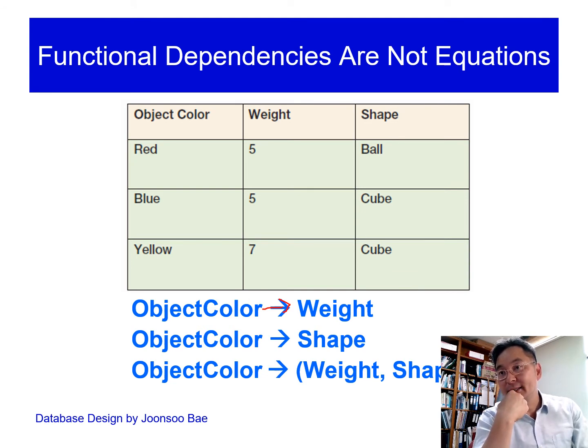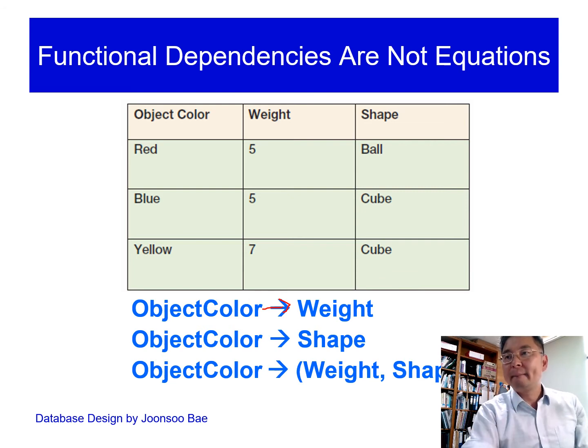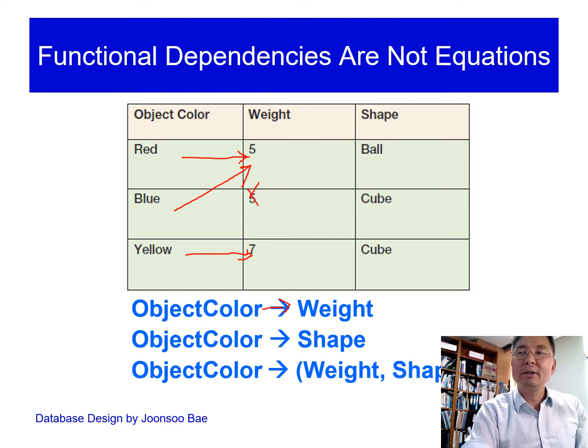Okay, so object color is red, blue, yellow. Every data are distinct. Okay, that's good to be determinant. Red will go to 5. Blue will go to 5. Yellow will go to 7. This left attribute is domain, and the right attribute is codomain. Okay, so the two 5s are the same one, so you may erase it.